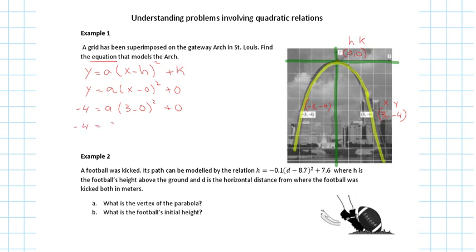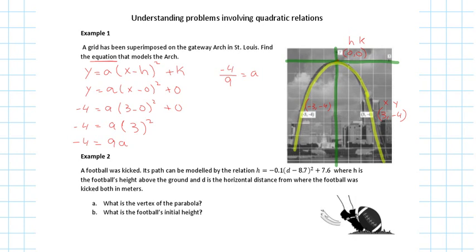Do I need to keep that plus 0? No, it's not going to make a difference. Plus 0, it's not going to add or subtract anything. So negative 4 equals 9a. And then to isolate for a, you just have to divide by 9. And then my a is negative 4 over 9. Okay. I'm just going to leave it as a fraction, and I'm going to plug it in.